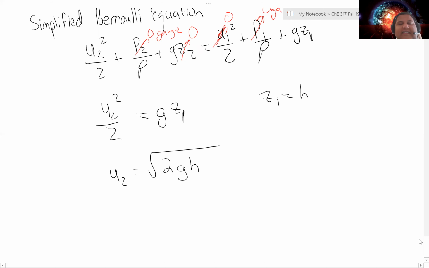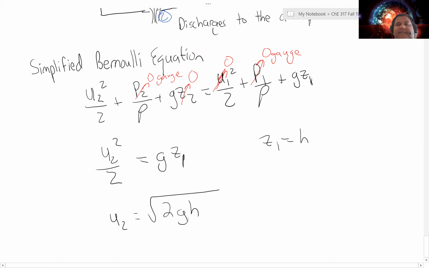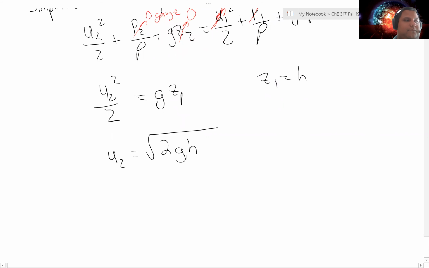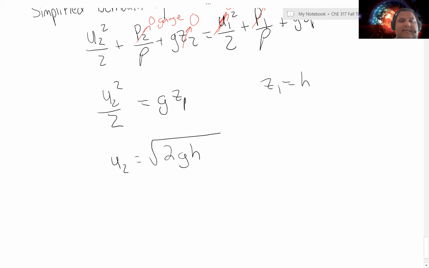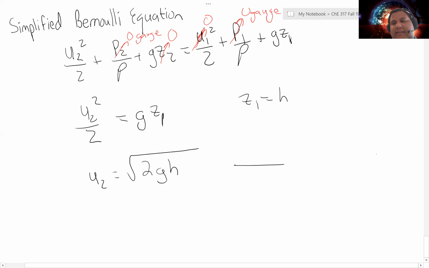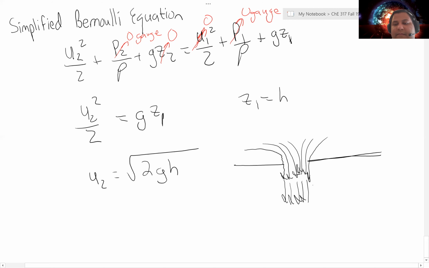So the only thing I need to know to identify the velocity at discharge is the height of the fluid within the tank. One thing we also have to consider, however, is if we look close to the discharge, in a perfect world, the fluid would have a nice uniform profile.